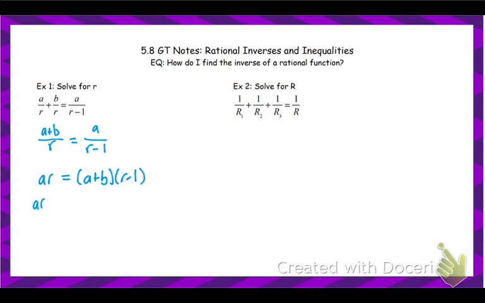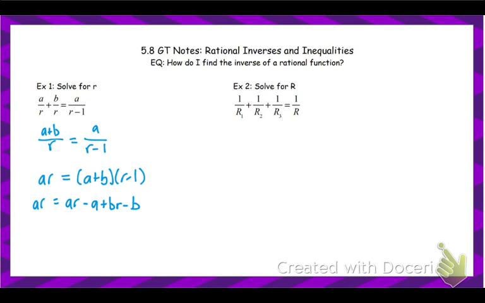If I cross multiply then, a times r is going to equal a plus b times r minus 1. That would mean that I have a times r minus a plus b times r minus b. And now my goal here is to solve for r. So if I'm trying to solve for r, what I need to do is move everything with an r to the same side. So this has an r, this has an r, and this has an r. So I'm going to take all those and move them to, let's say, the right.